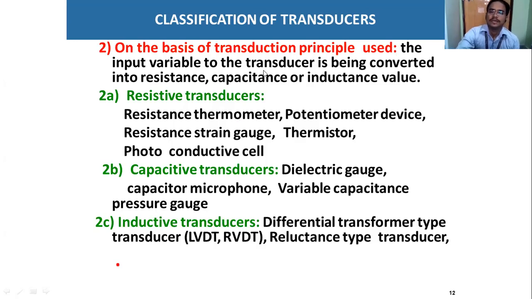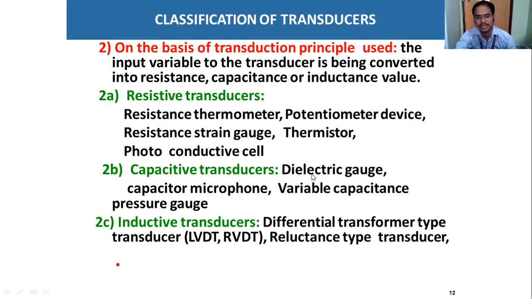Next, on the basis of the transduction principle used, the input variable to the transducer is converted into resistance, capacitance, or inductance values. Depending on this, the transducers are classified as resistive transducers, capacitive transducers, and inductive transducers. Resistance thermometers, potentiometer devices, resistance strain gauge, thermistor, photoconductor cell are examples which come under resistive transducers.